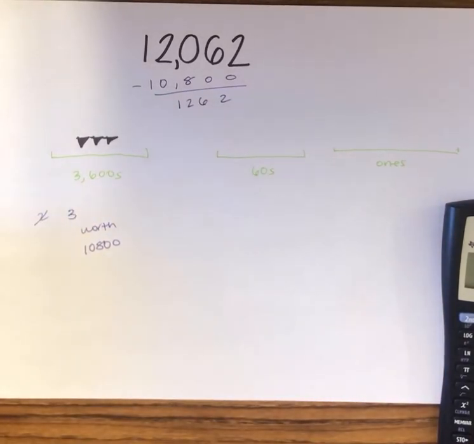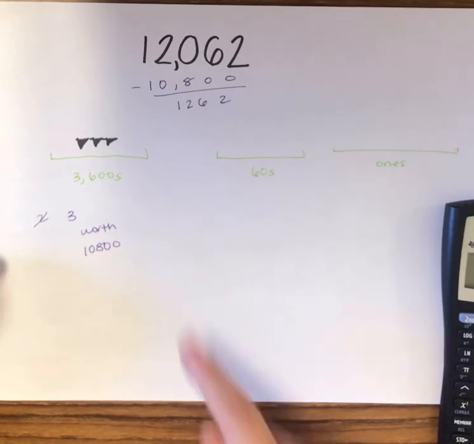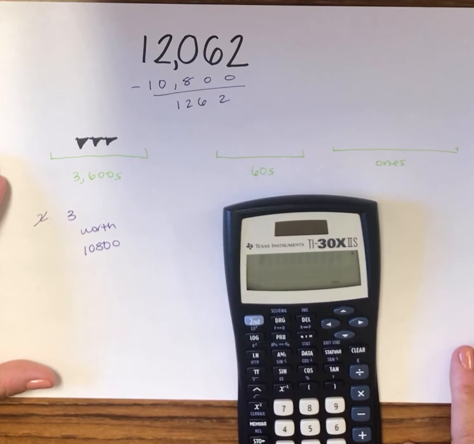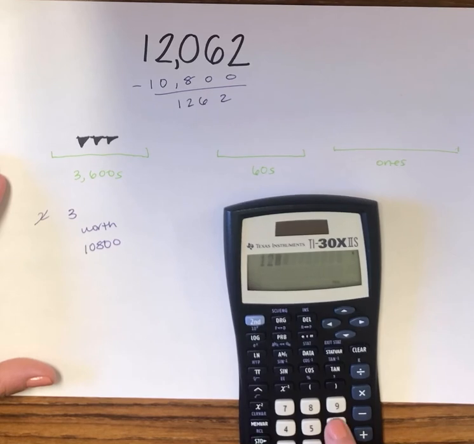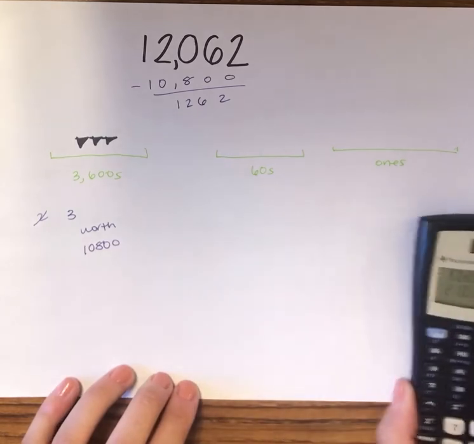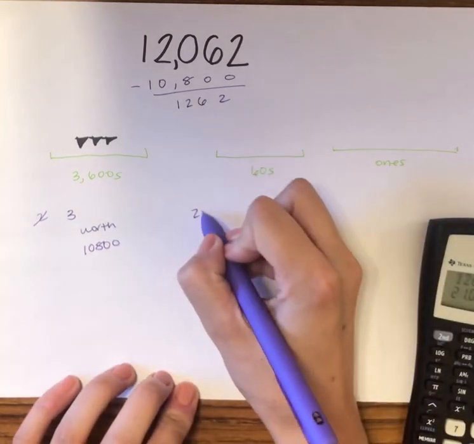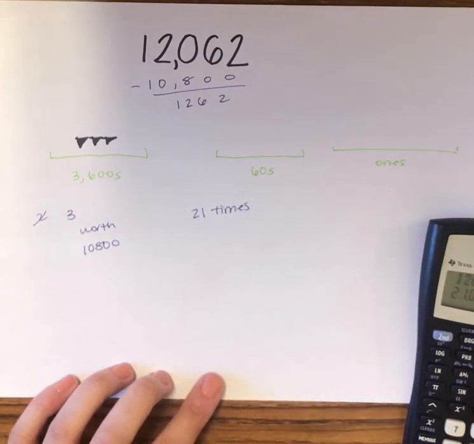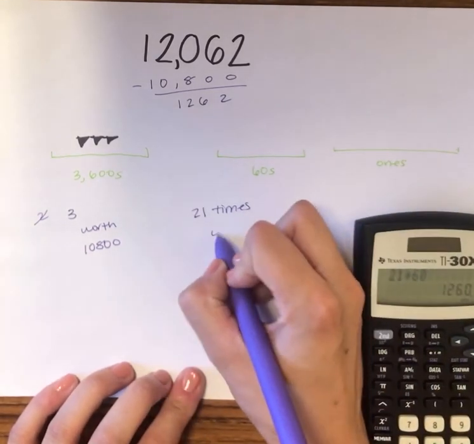One way to do it is like I did the last time, just keep adding 60 together until I get really close to this number. Another way would be to figure out how many times 60 goes into that number. So I could divide 1,262 divided by 60. That gets me to 21 complete times. Okay, so 60 goes in 21 complete times. And how much is that going to be worth in my number? So 21 60s would be 1,260. It's worth that much.